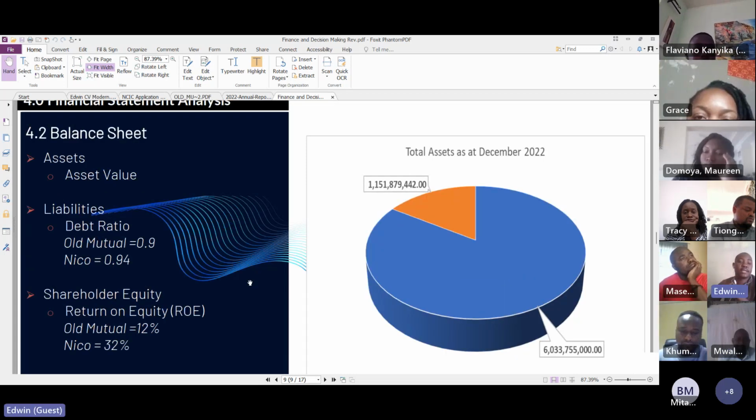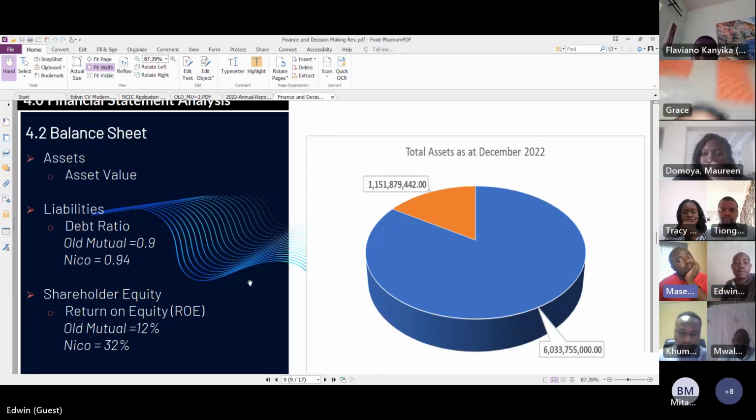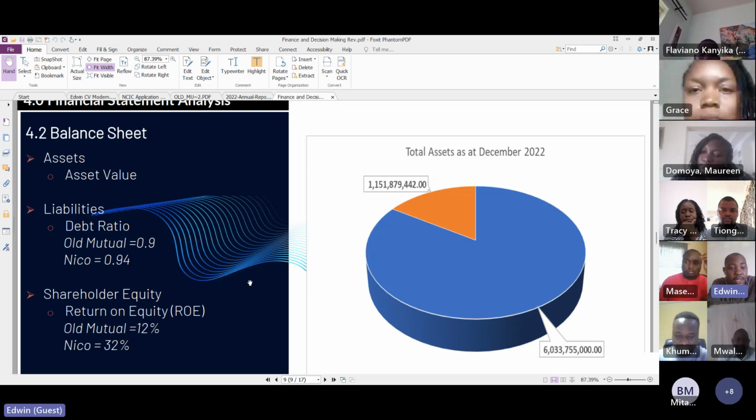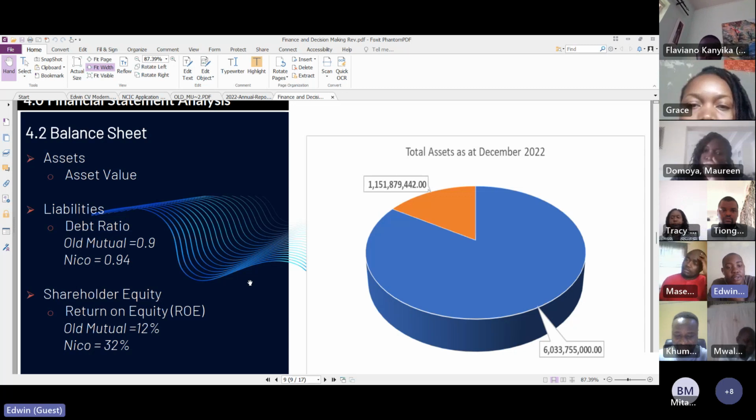In terms of the liabilities, Old Mutual had a debt ratio of 0.9. This represents about 90% of the company's assets being liable for debts. NICO had a higher debt ratio at 0.94, and this represents that about 94% of its assets can cover its liabilities. Just to highlight, the higher the debt ratio, the higher the financial risk for these companies to be able to pay off their debts.